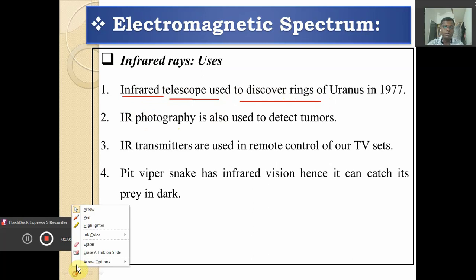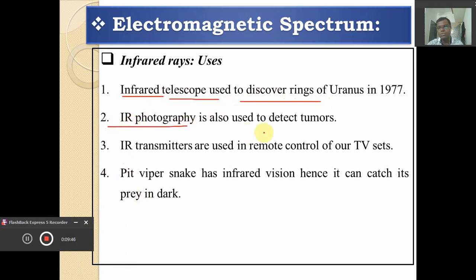These are also used for other purposes. Just like photography based upon visible light, IR photography is also used to detect tumors in the body. IR transmitters can also be used in the remote controls of our TV sets. This is very familiar to you all because we all use remote controls for our TV sets, and the transmitters in them use infrared radiations.